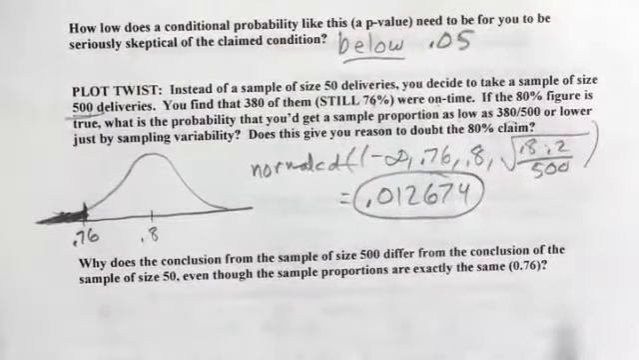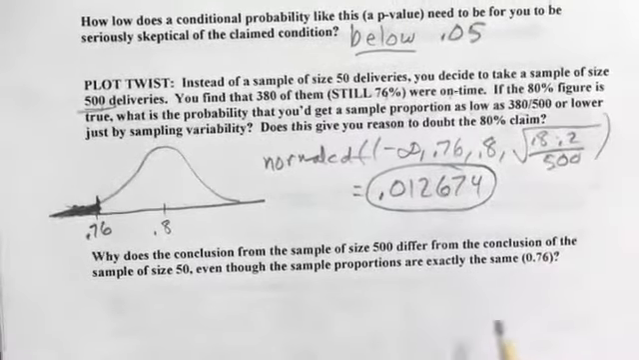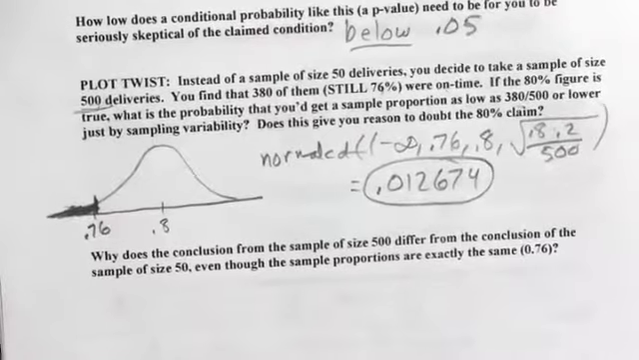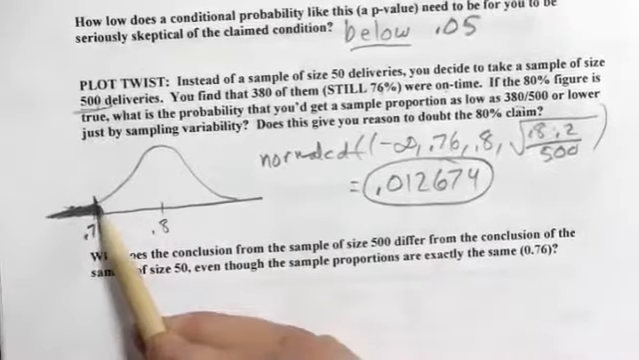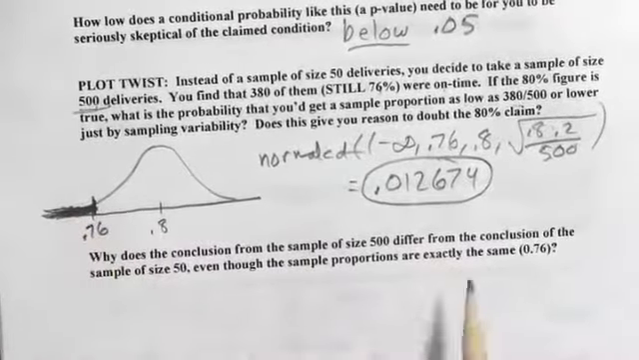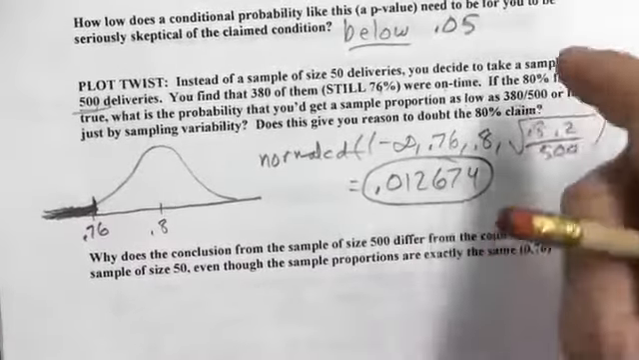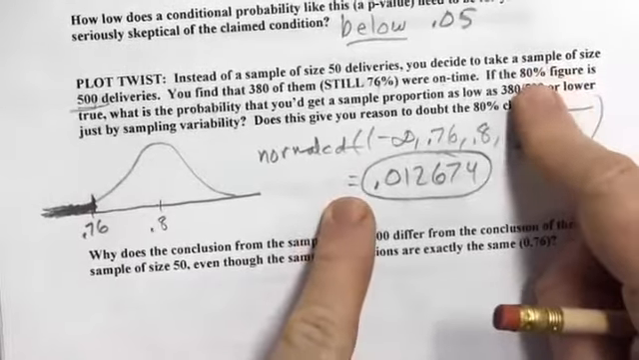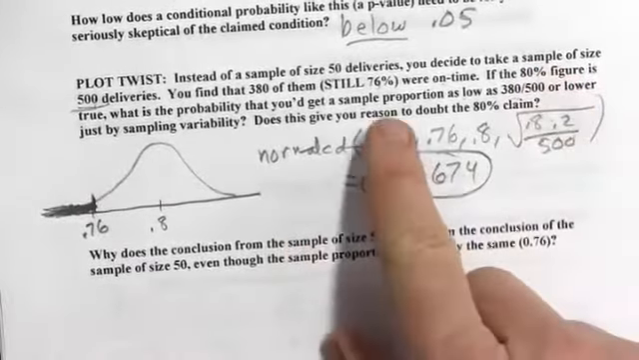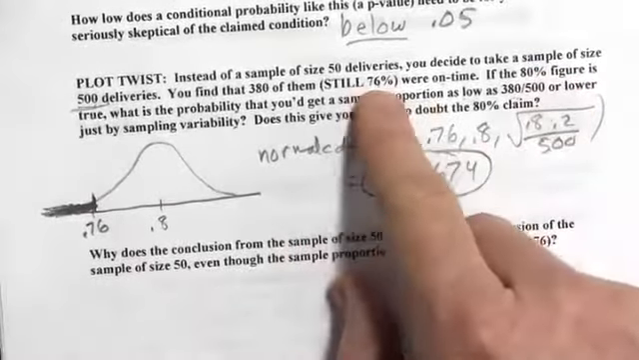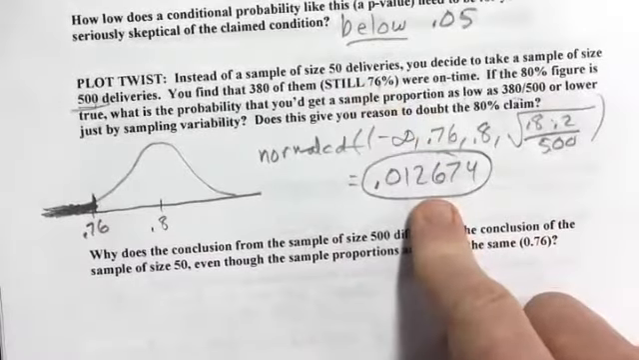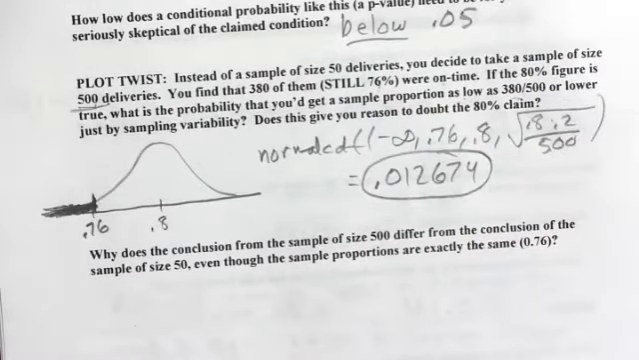Okay, so what has happened by changing the sample size? You've got considerably less variability in this curve. Okay, so values away from the mean are a lot less likely to happen. In other words, in this sample, the probability, assuming 80% is true, that you would have 76% on-time deliveries or less only happens about 1.3% of the time. And that is below our 5% standard.